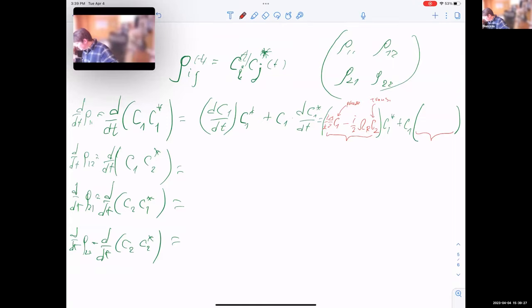Now, in the second bracket, we are going to have the same thing, but with inverted sign, as Hadassah has suggested. So minus i over 2, delta over 2, C1 star, right? Because now everything here has the star, it's the evolution of the conjugate. And here we flip the sign. Plus i over 2, Rabi frequency, C2 star.